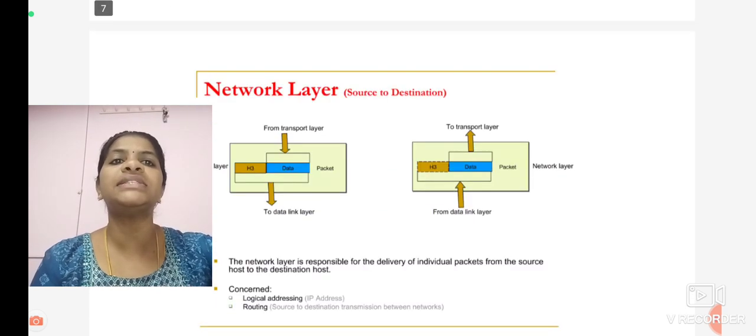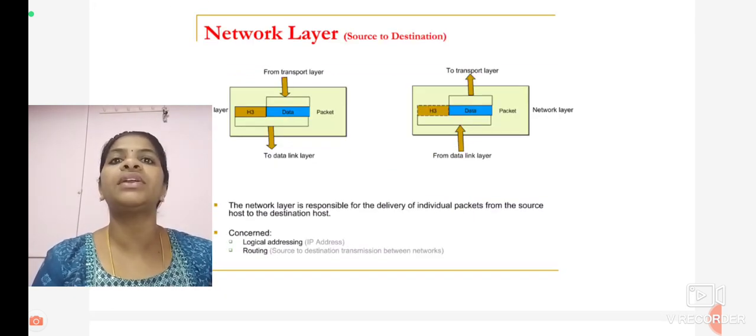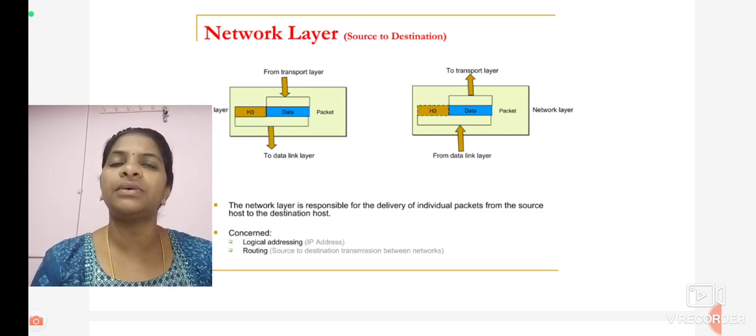Next one is the network layer. In the network layer, from the transport layer we fetch the data and send it to the network layer as a kind of packets. Then we send it to the data link layer. From the data link layer we send the data in the form of packets, and then to the transport layer.